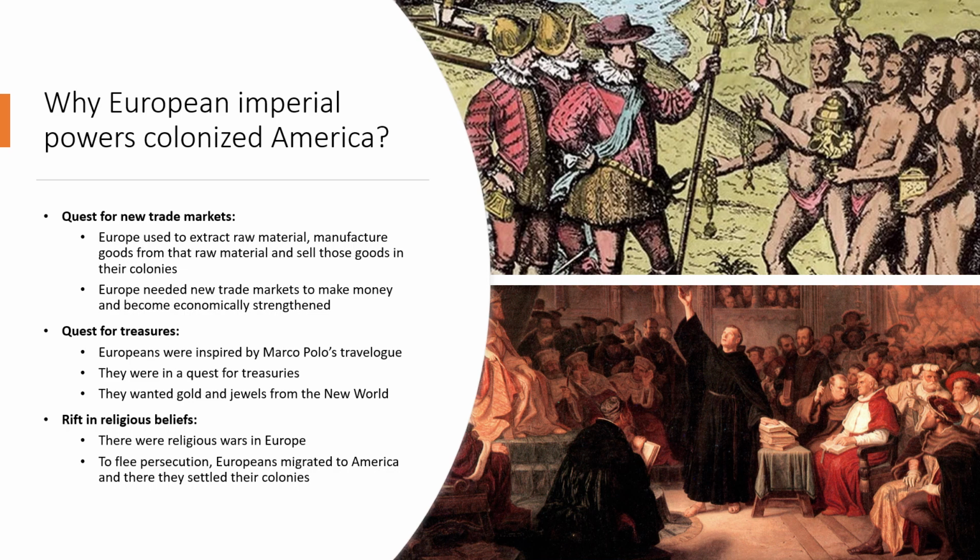And we have studied what kind of cruel atrocities Christopher Columbus inflicted on the native people of America, because he wanted gold and jewels at all cost. So quest for treasures was another factor behind the colonization of America by the European imperial powers. Then another very important factor, rift in religious beliefs.